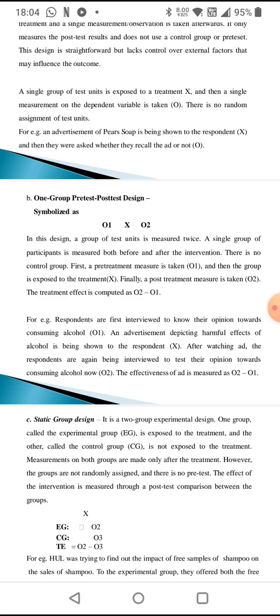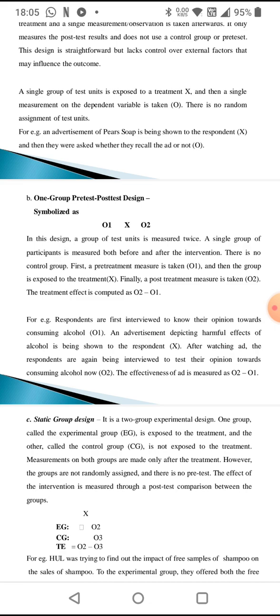For example, respondents are first interviewed to know their opinion towards consuming alcohol, and then an advertisement depicting the harmful effects of it is shown to the respondents. After watching the ad, the respondents are interviewed again to test their opinion towards consuming alcohol. So you will be able to find the difference between after the ad and before the ad. That is how you calculate the pre-test post-test design.